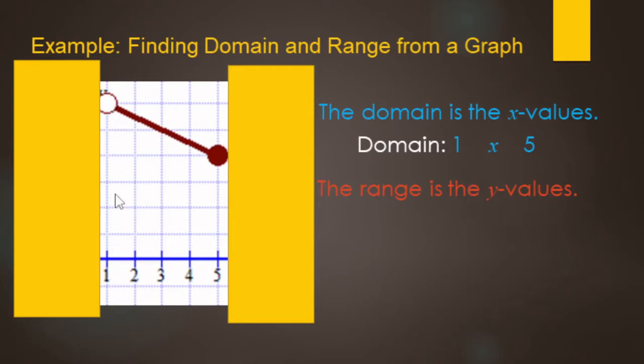So 1 is not part of the domain, so it gets a strictly less than. And then 5, that's a closed circle, so that is going to be part of the domain, so it gets a less than or equal to symbol there.